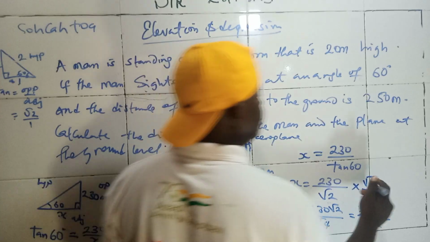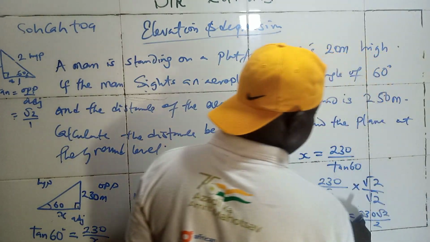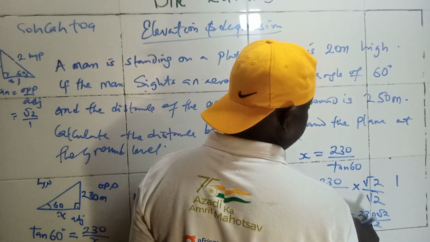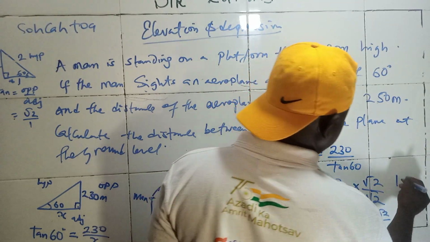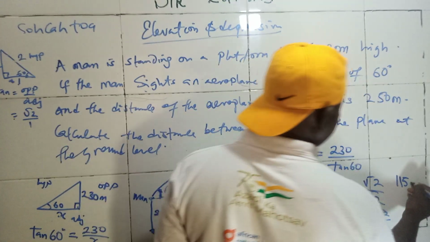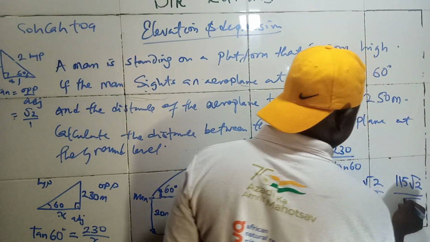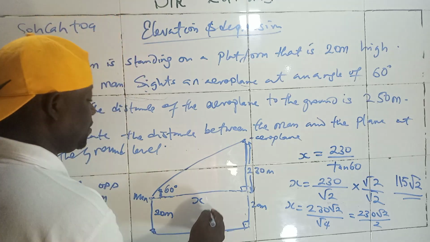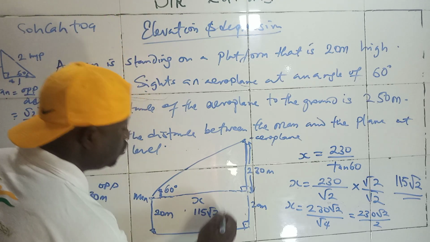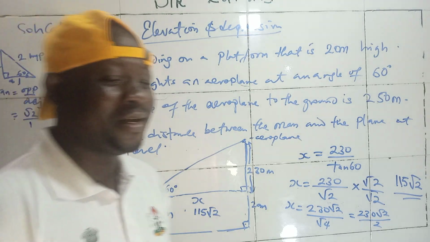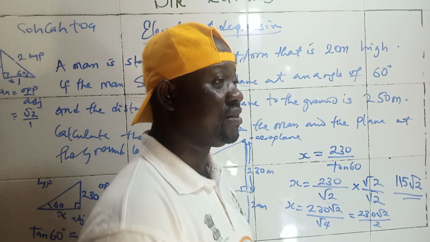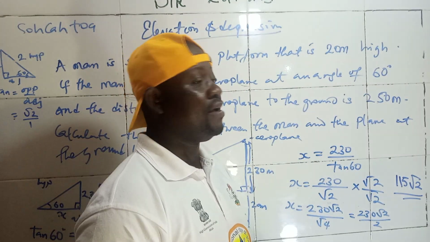So 2 goes into 230. That is 1 in 3, sorry. That is 1. Then in 10. So we have 115 root 2. So the answer is 115 root 2. So it means that this place is what? 115 square root of 2. So there is no magic to this. Once you adopt the principle, you are bound to arrive at the same end.